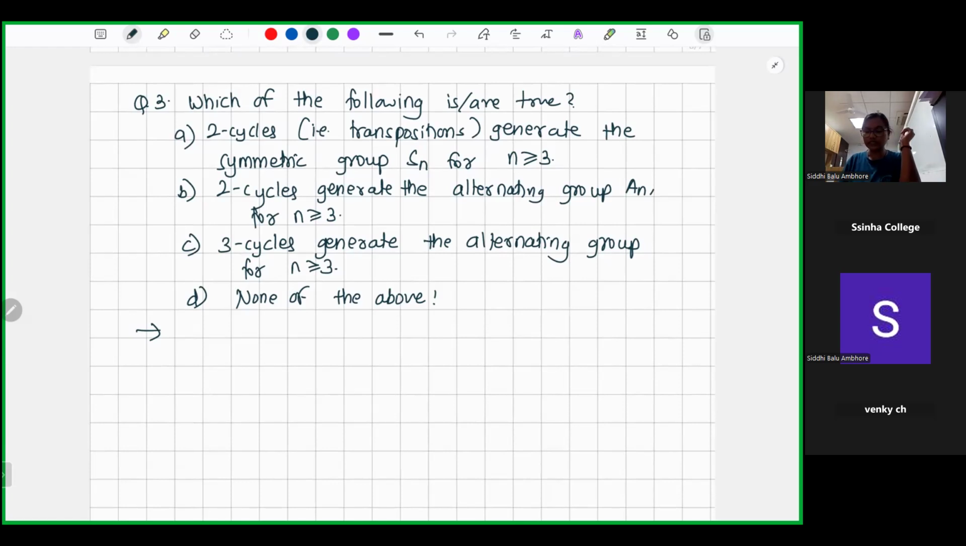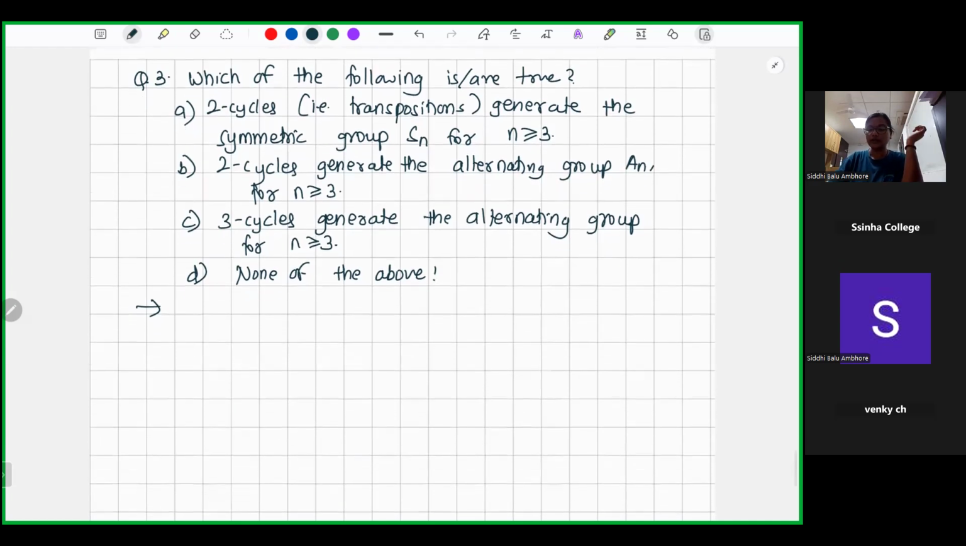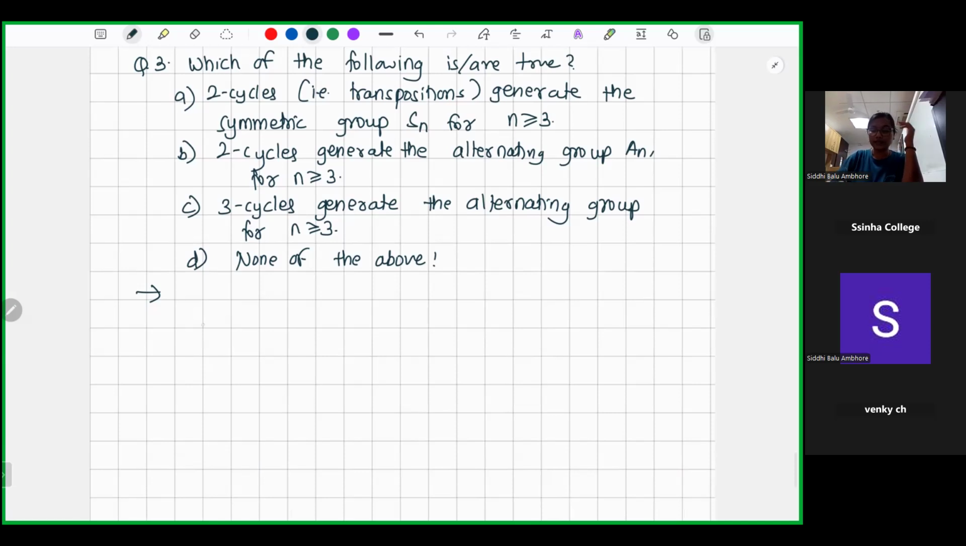From the lecture itself, we saw that, right? Not only this, we also saw in the lecture about simple transpositions. So this set of two cycles in Sn is a huge set. In Sn, there are n times (n minus 1) by 2 transpositions. So this is a huge number.